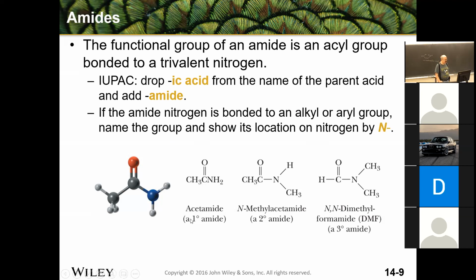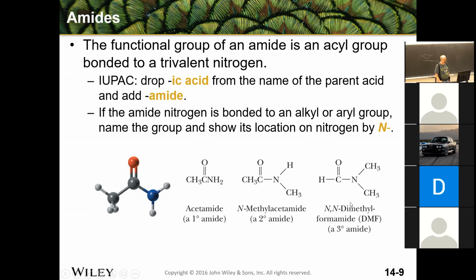Right, so this is acetamide, from acetic acid. It's a primary amide. The difference between an amine and an amide is the amine doesn't have this carbonyl group next to the nitrogen. Okay, here's an example of a secondary amide. So this is capital N-methylacetamide, to show that there's a methyl substituent on the nitrogen. Nitrogen is directly bonded to two carbons. And then this is N,N-dimethylformamide from formic acid.